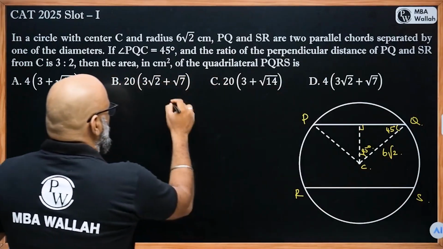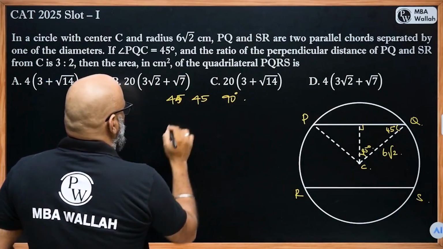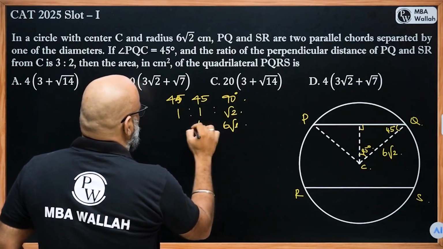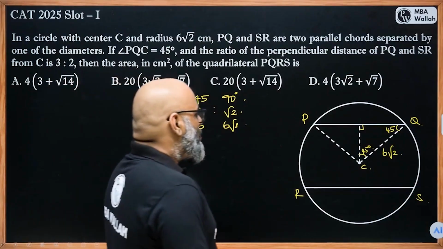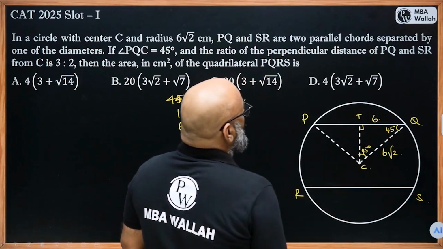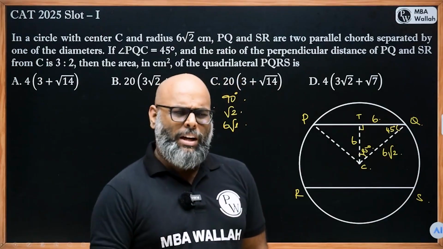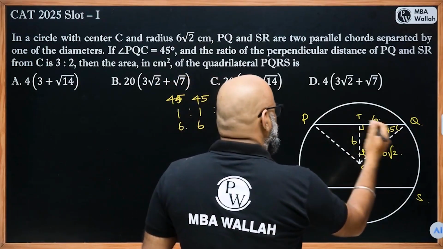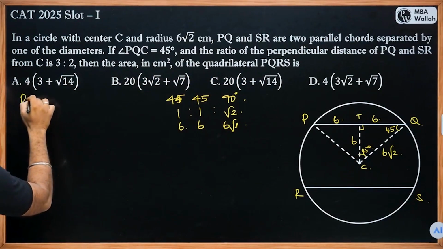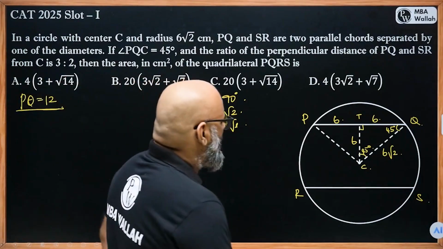Now we know that in a 45, 45, 90 triangle, the sides will be in the ratio 1:1:root 2. Here it is 6 root 2. So this will be 6 and 6 conveniently. So if I call this T, CT will be 6. TQ will also be 6. So if TQ is 6, TP will also be 6. Now I know that PQ is equal to 12. We'll reserve this. We'll come to this later.